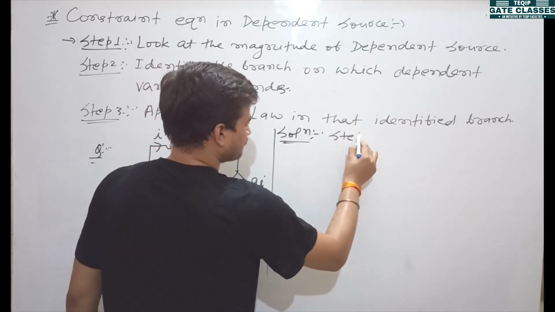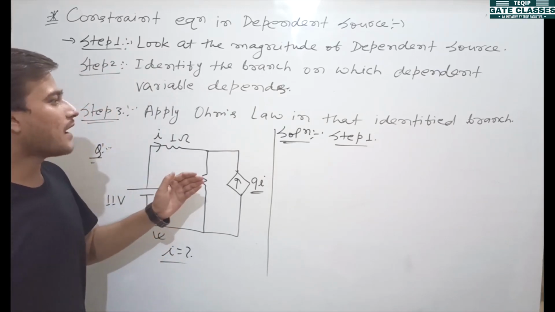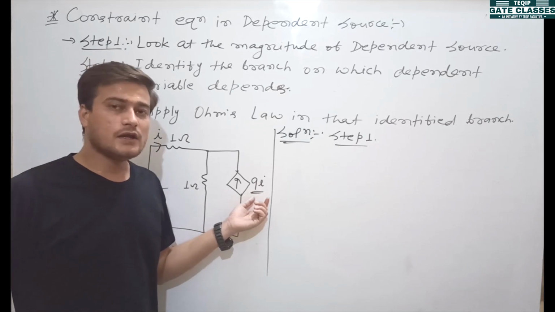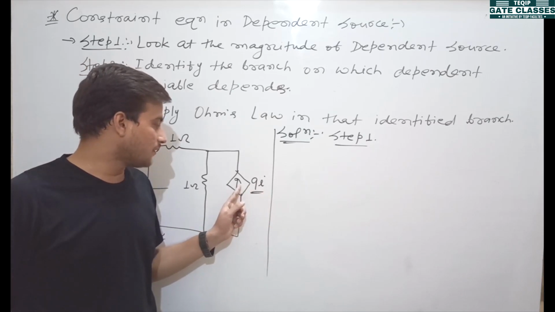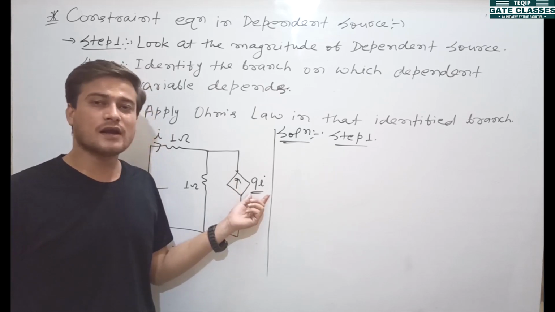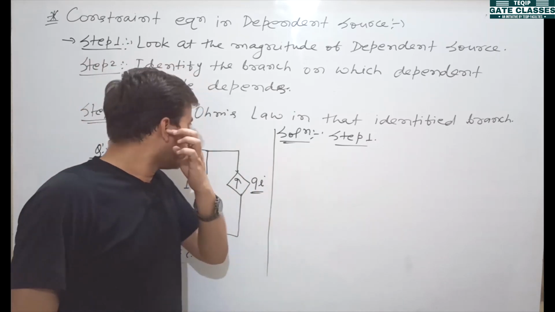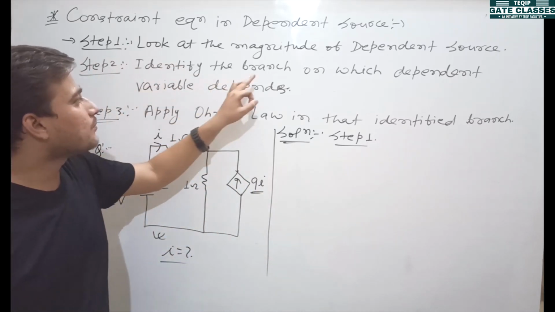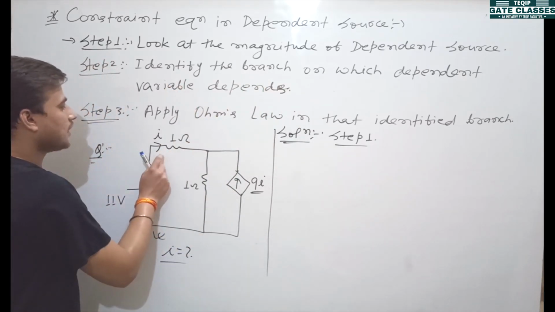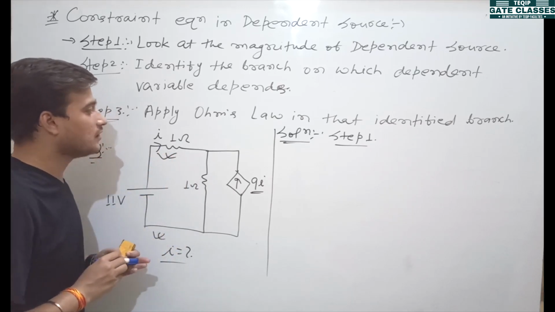Step 1. What is it saying? Look at the magnitude of dependent source. Here the magnitude is 9 into I. Since it is represented by an arrow, that means it is a dependent current source and its value depends on current. That means it is a current controlled current source. Next, step 2: identify the branch on which the dependent variable depends. Here it is clearly given. This is the branch on which its value depends.